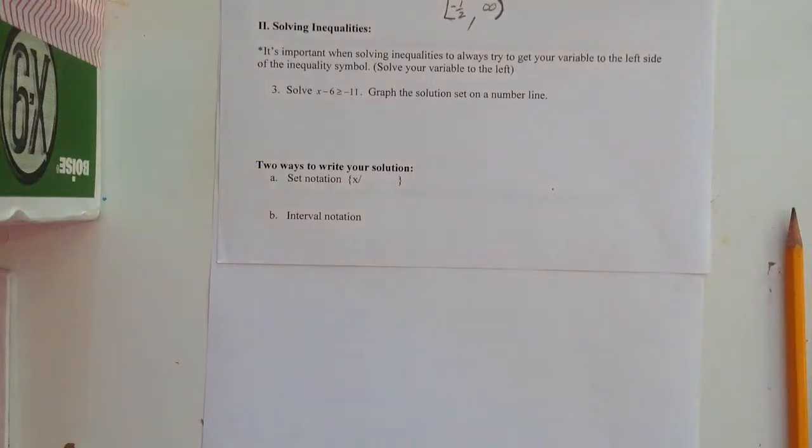All right, solving inequalities. Let's solve x minus 6 is greater than or equal to negative 11. The last two examples that we were given, we didn't have to solve anything because the x was already by itself. But now we're going to actually use our rules in solving equations to finish up and solve this inequality.